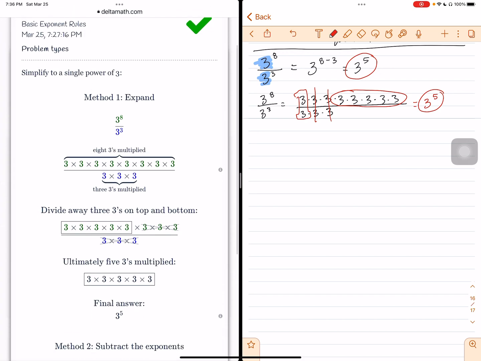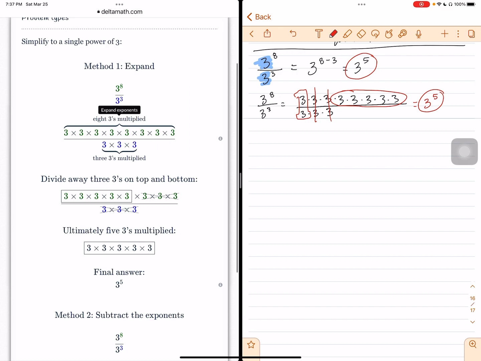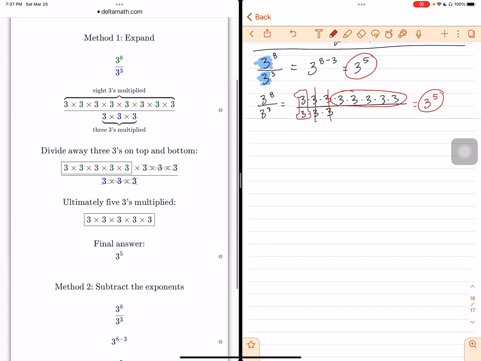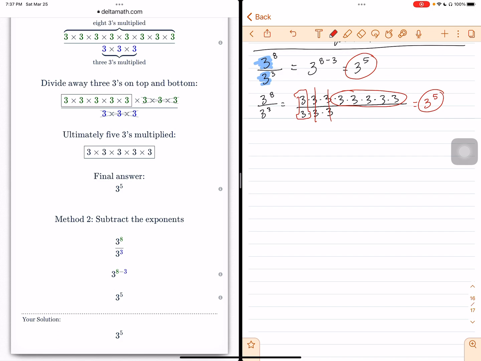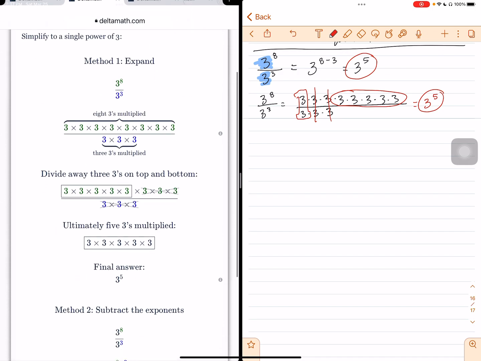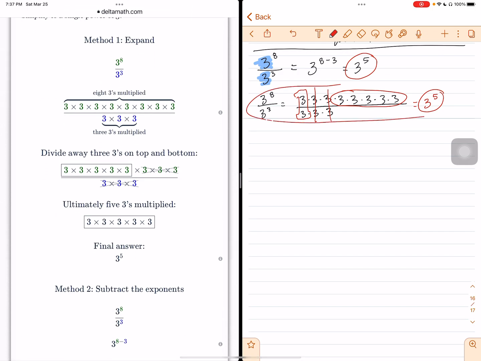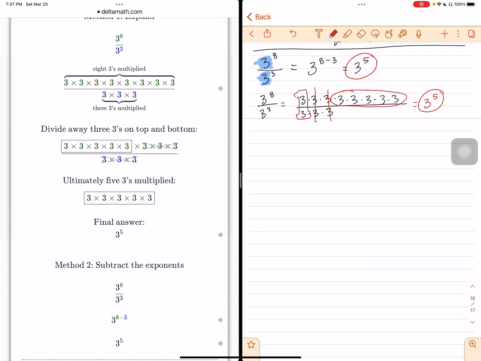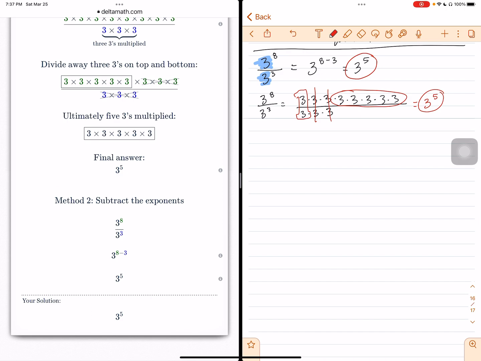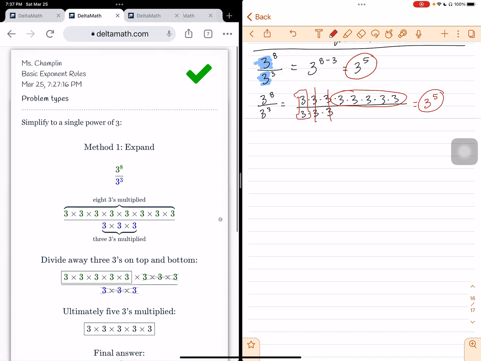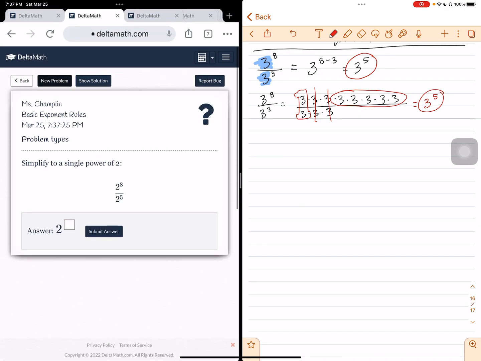And remember, their explanations are so good in DeltaMath. Please make sure you're reviewing them or using their solution examples as well. So good. They showed you both methods. So method 1, expand, which would be this method over here that I did, the expanding method. Method 2, subtract the exponents. Okay. All right, see another one.